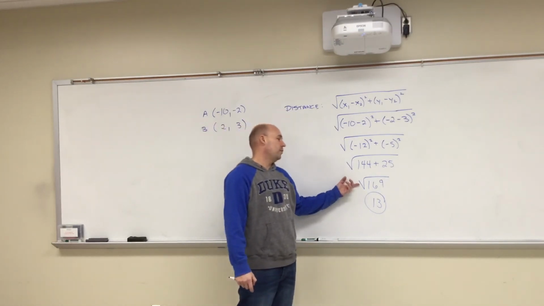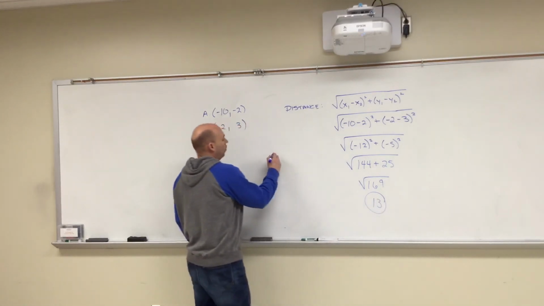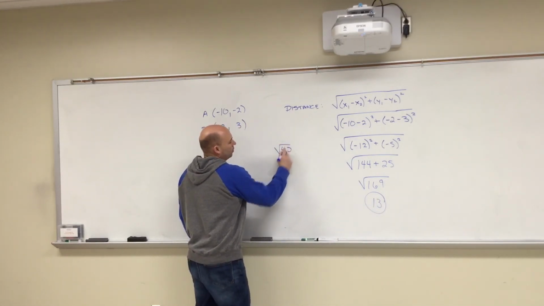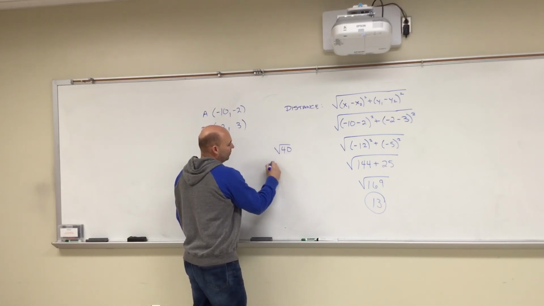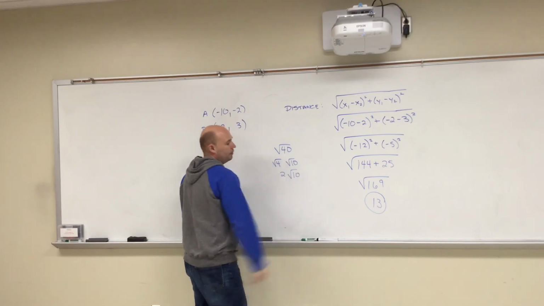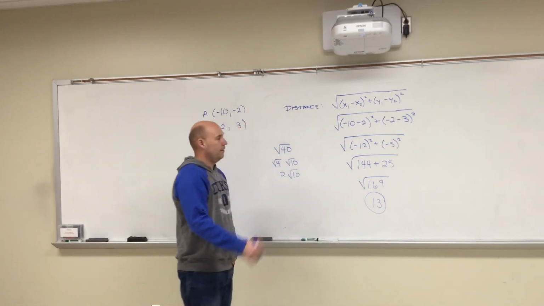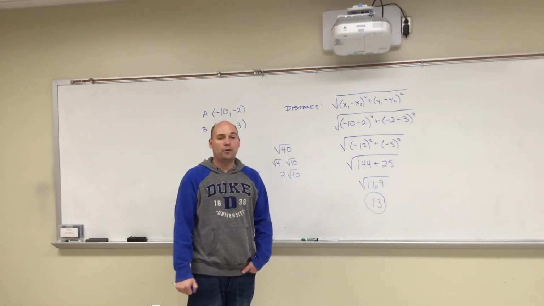If this radical didn't reduce, you could leave it as that. So for example, if you ended up with like radical 40, and you want to leave it as radical 40, you'd have to take out a radical 4, and you'd end up with 2 radical 10. Okay, but because their answer worked out perfectly, then we could just write the number 13 and be done with it.